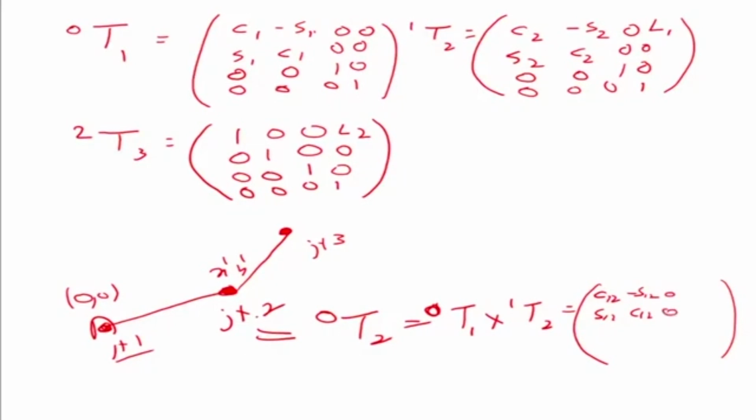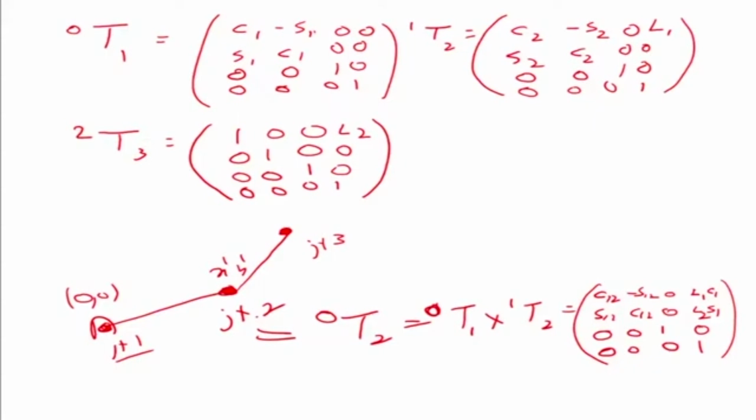This is something we have seen in a couple of classes behind. The last column here is going to give me L1 cos theta 1, L1 sin theta 1. This is 0, that is 1. Okay, so this is what it is going to give me.